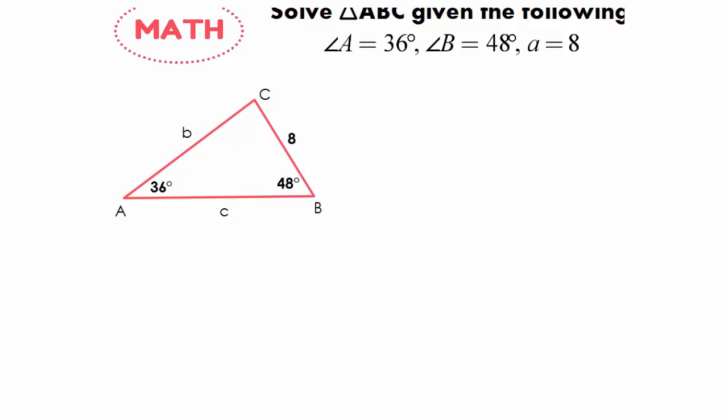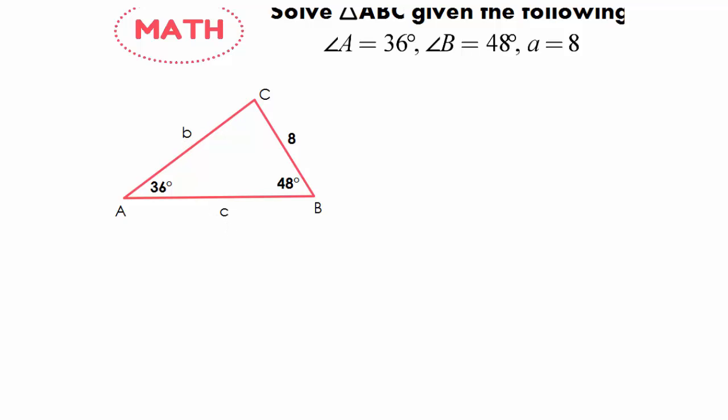So let's look at this triangle. We know that angle A is 36, so angle A is labeled as 36. B is 48, so it's labeled as 48. And then we know A is 8, so that goes across from the angle A. And then we don't know B or C.